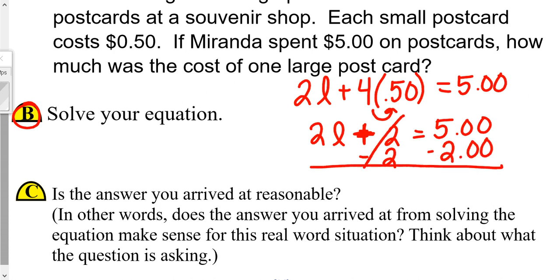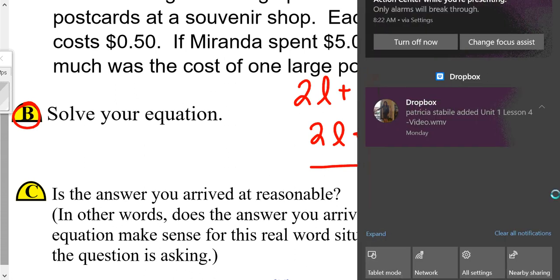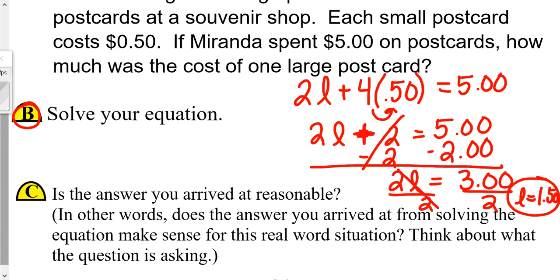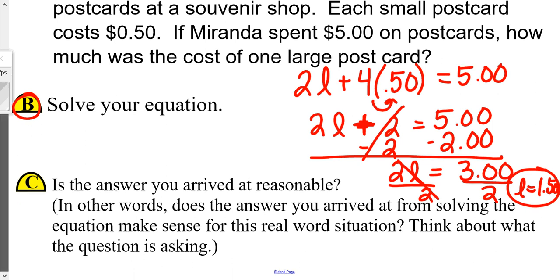We're left with 2L equals $3. We're going to divide both sides by 2. And we're left with L equals $1.50. So that tells us that the large postcards are $1.50. Looking at part C, is the answer we arrived at reasonable? So ask yourself, if small postcards are 50 cents, would it make sense that large postcards are $1.50? Seems reasonable. Notice that you can go back in and check your work.